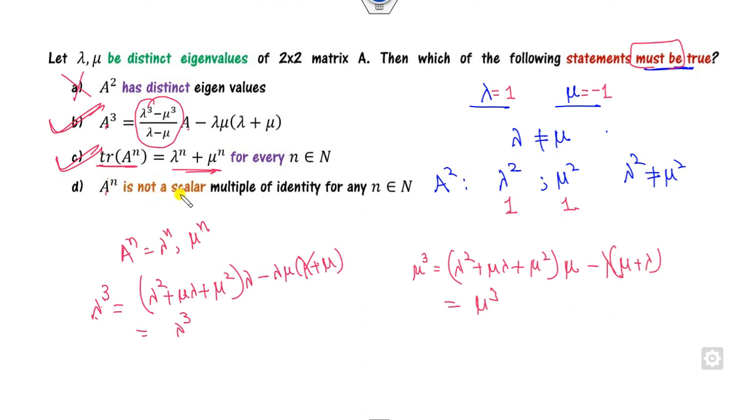A^n is not a scalar multiple of the identity. That is not true. Is it true? It is not a scalar identity. It means that it will not always be true, because you can write A^n with these eigenvalues. For the 2 cross 2 with distinct eigenvalues, this option is cancelled out. B and C are my correct options.